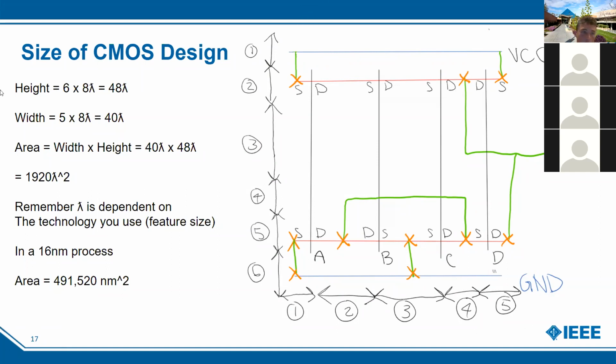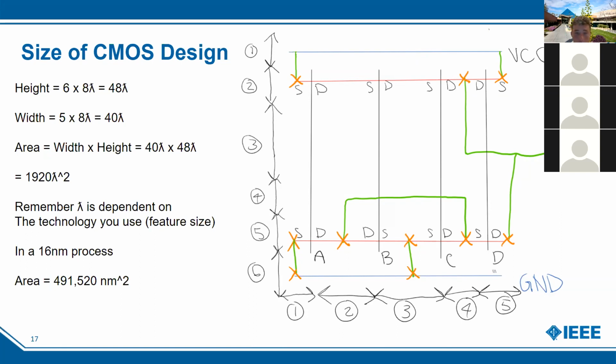So what we end up doing is, because we have 5 as the width and 6 as the height, we're able to multiply 6 times 8 lambda, because what's required is 4 for the actual contacts and metal, and then 4 extra for spacing, and then the width as 5. So we multiply that by 8 as well, and we get 48 lambda and 40 lambda. And so we get an area of 1920 lambda squared. And this lambda again represents half of the feature size.